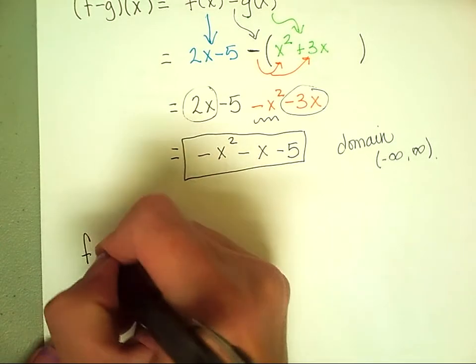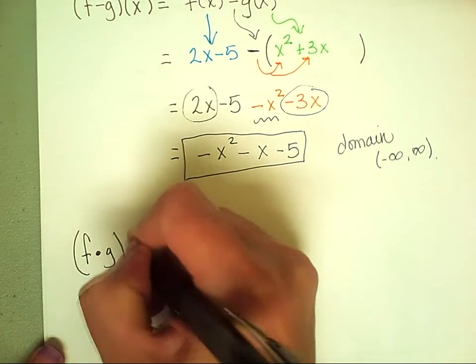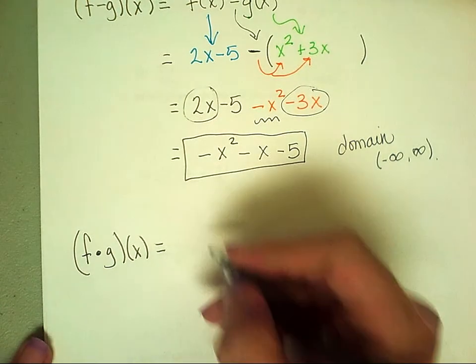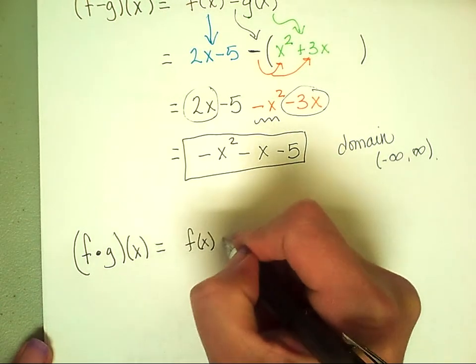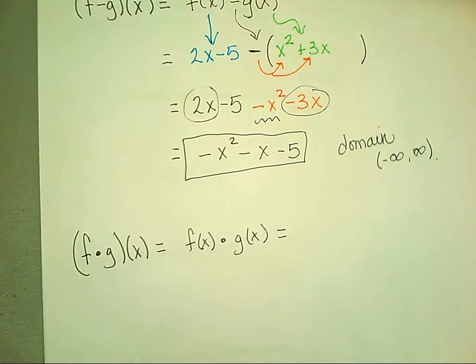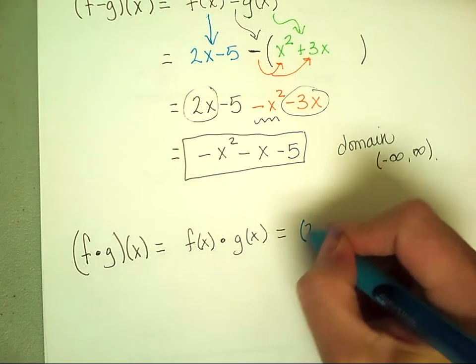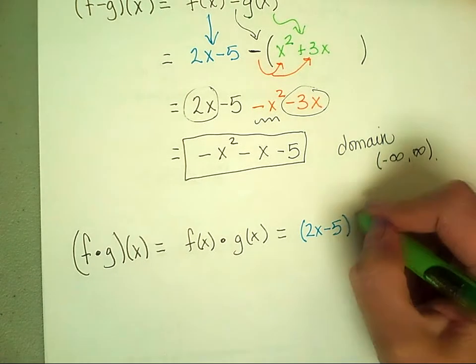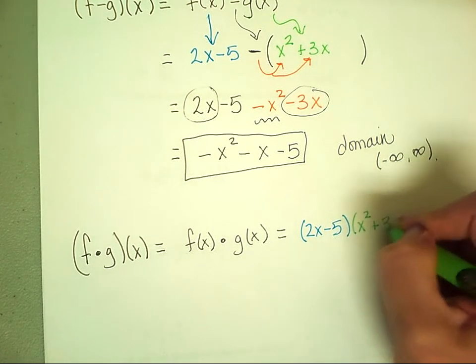We could multiply f times g of x. And again, I just write down what that means. I'm going to take f of x and multiply it by g of x. So f of x, we said, was 2x minus 5. And g of x was x squared plus 3x.